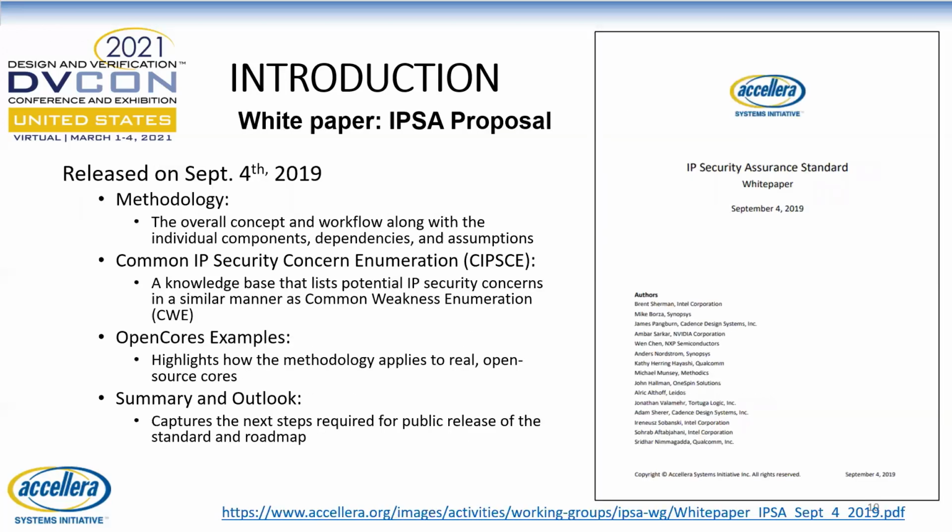One of the first major accomplishments of the group was to release a white paper to describe the proposed upcoming standard. The white paper described the initial methodology, a common IP security concern enumeration or knowledge base, and an initial example from OpenCourse. This white paper is still available from the Accellera website at the following URL listed here.